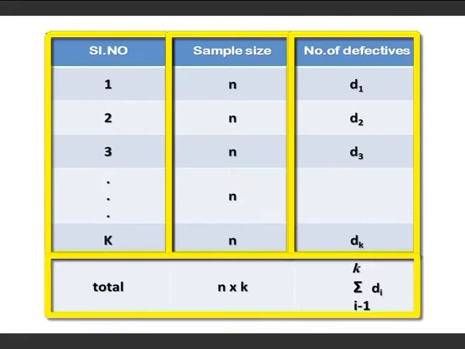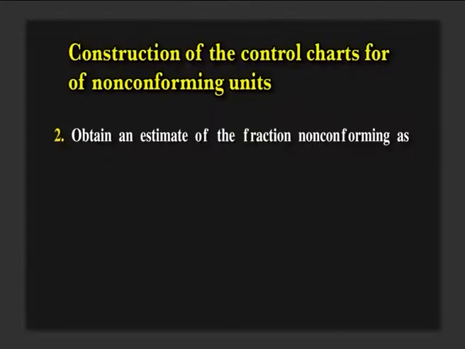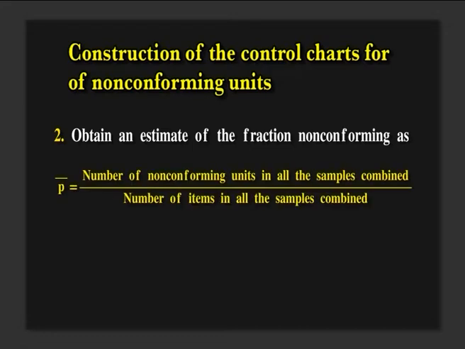Record the total samples inspected and total defectives observed. Step 2. Obtain an estimate of the fraction non-conforming as P bar is equal to number of non-conforming units in all the samples combined divided by number of items in all the samples combined, that is equal to summation di divided by n into k. We have inspected n into k samples.